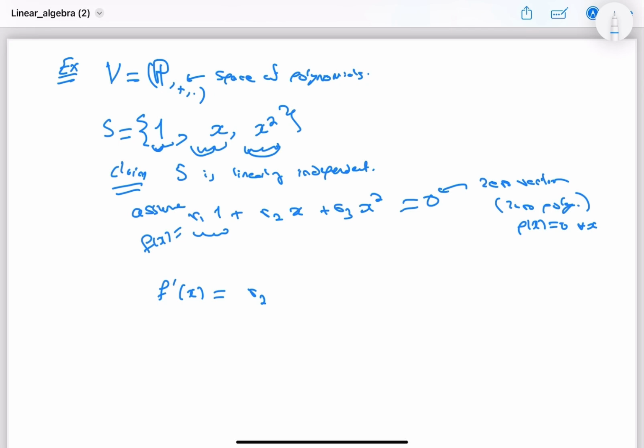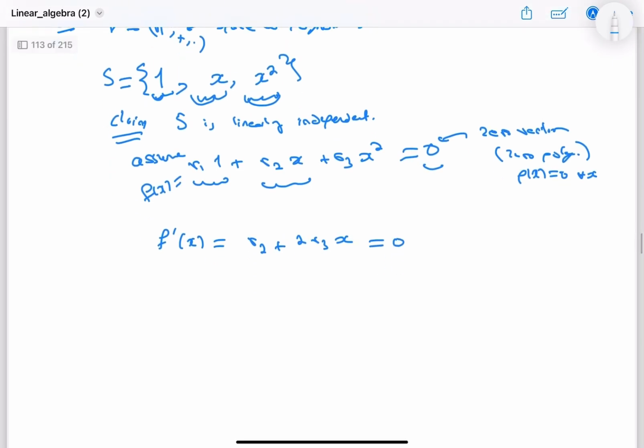It's going to be r2 from here plus 2 r3x. And since the right hand side is 0, this will also be 0, right? And now let's take another derivative. So let's take now the derivative of f prime of x, and if you take the derivative of that, this thing will disappear and we'll be left with 2r3, and since the right hand side is 0, this is also going to be 0.